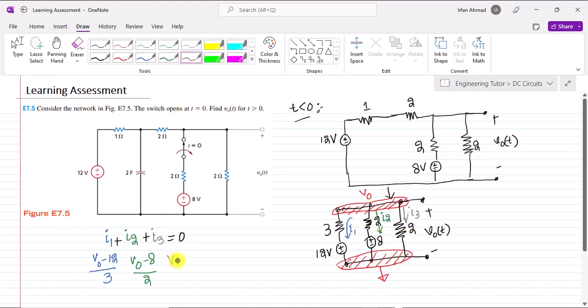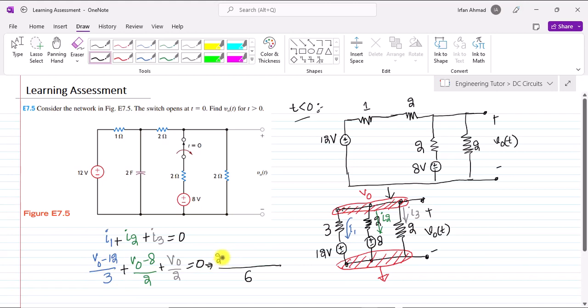So that would be V0 divided by 2, and the summation of all of these three is equal to 0. Okay, so now this is a single equation in which we have to find out the value of V0. So in order to find the value of V0, let me take the LCM of this. By taking the LCM here, the LCM will be 6. Okay, so now here multiplying this term with 6, what will happen?